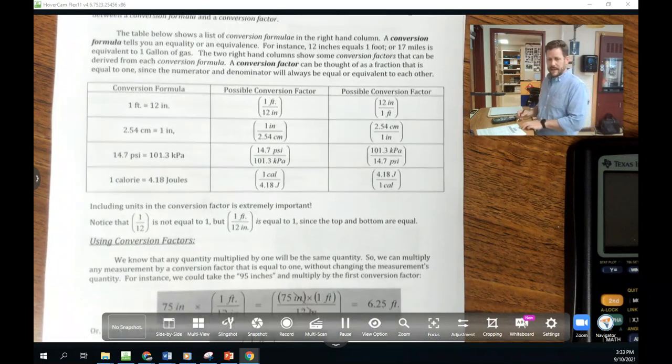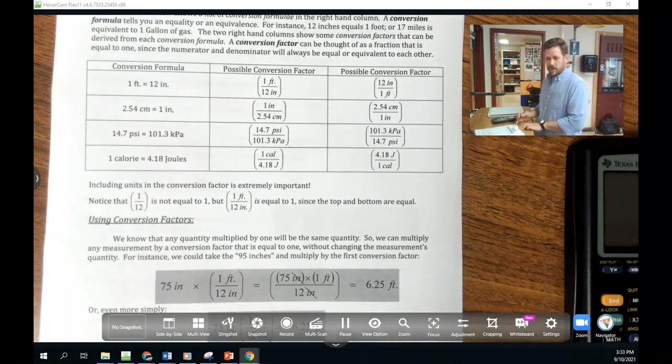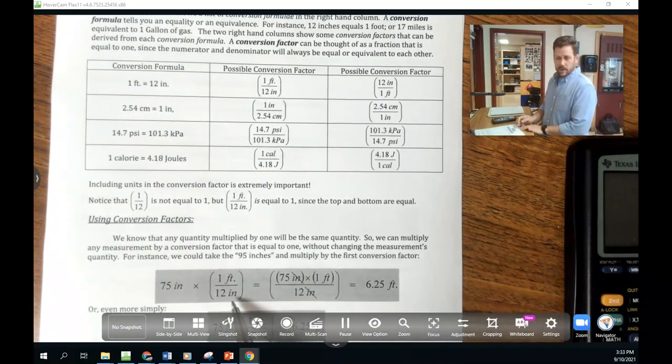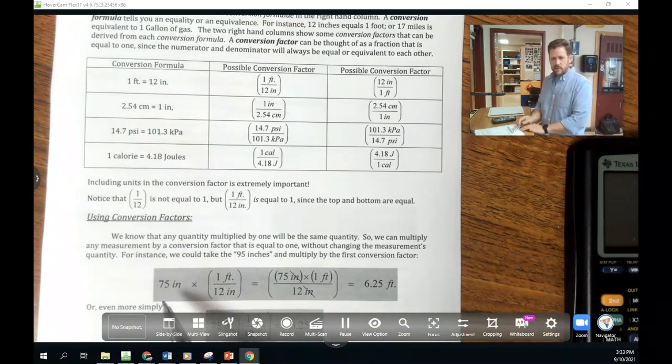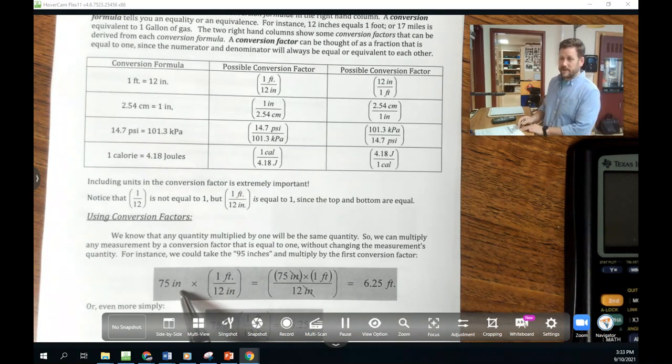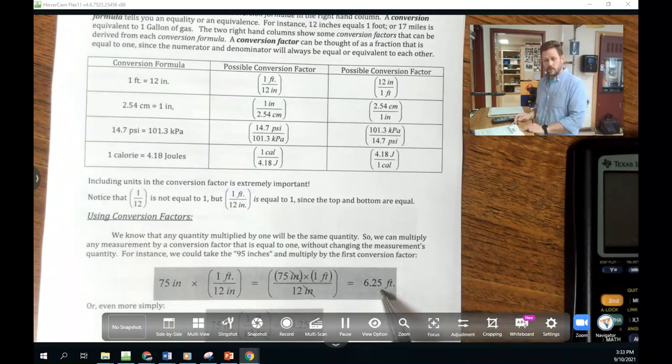Of course, anything multiplied by 1 is itself. In other words, if you multiply by 1, the quantity retains its identity. So what if I took a measurement like 75 inches and I multiplied it by this very special type of 1, 1 foot over 12 inches? You can see that this measurement, 75 inches, is really not going to be altered at all. It's just been converted into new units.